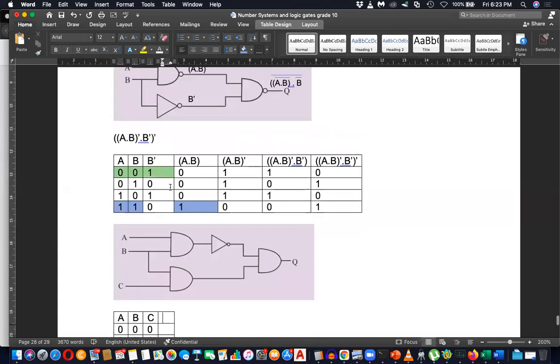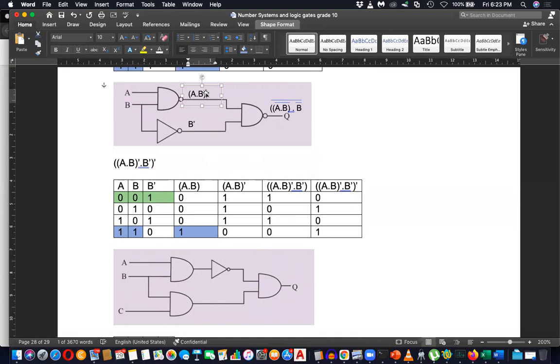So what are the variables? So what are the outputs, the intermediate outputs? Here you get A and B as the intermediate output. So after that you get A and B, everything not, because of this not gate. Then you will get B and C.